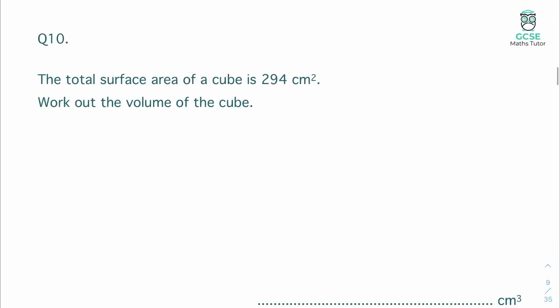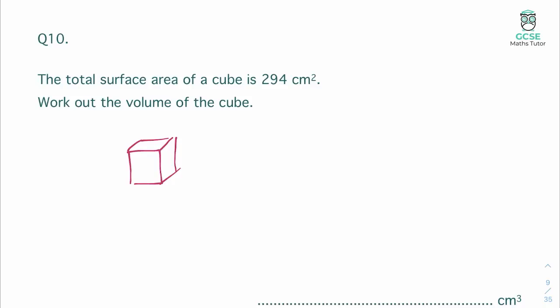The total surface area of a cube is 294. Okay, I don't like that there's not a diagram, so I'm just going to draw that quickly. So there's my cube. The surface area is 294. So that is the total of 1, 2, 3, 4, 5, 6 surfaces. And all of those surfaces are the same.